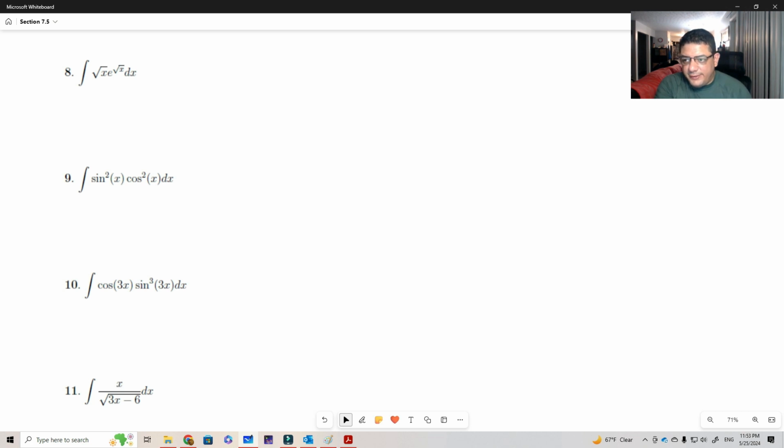Now for this third set of integrals, we're going to explore different things like some special substitutions that we can do, and also when to use some identities to work with some special trigonometric integrals. So first, let's see this integral here, square root of x times exponential e to the square root of x.